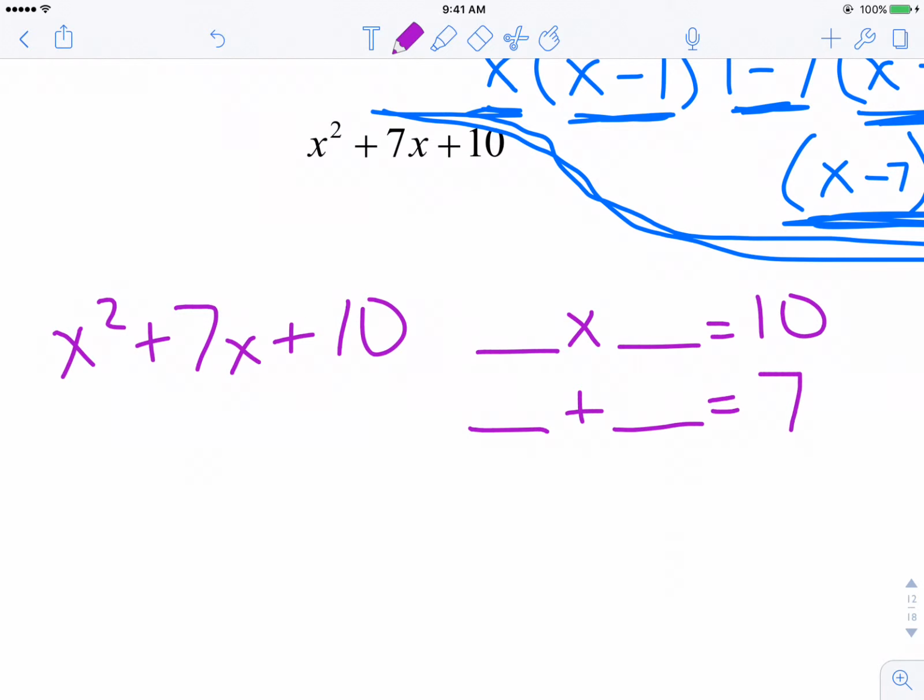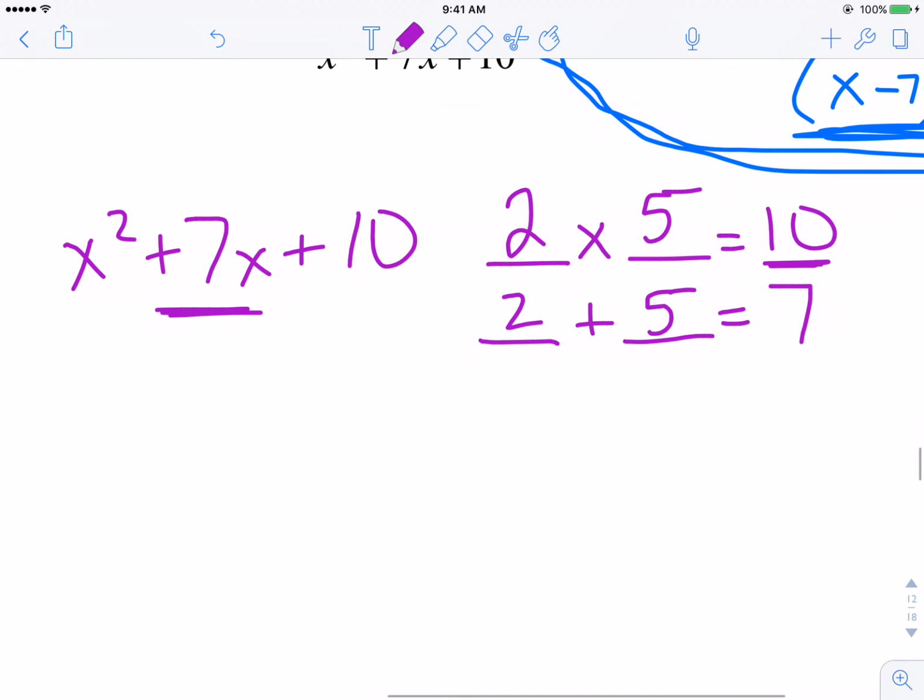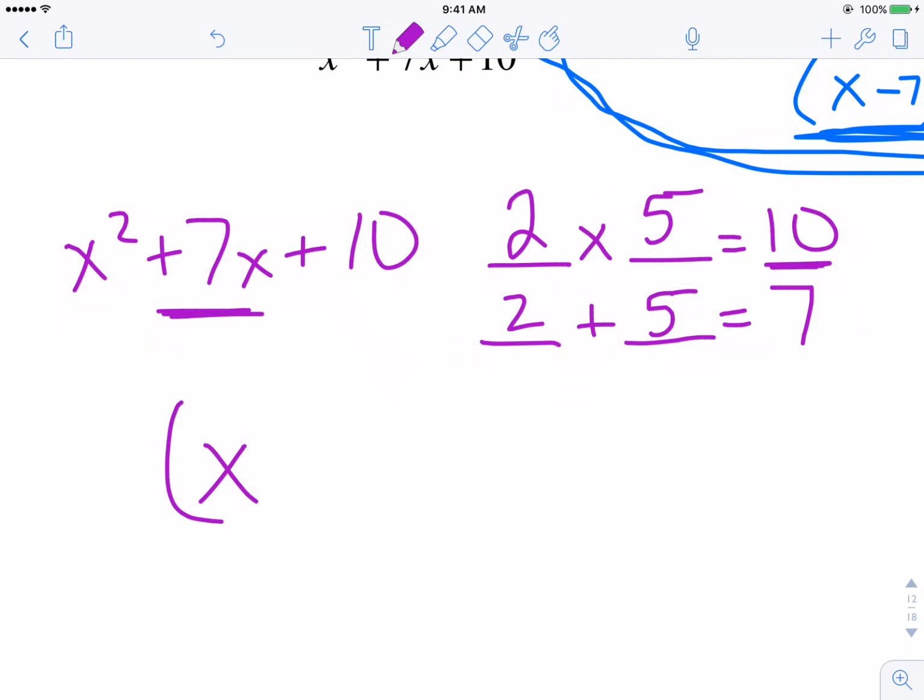Well, what are those two numbers? If they're multiplying together to give me 10, it's got to be 1 and 10, or it's got to be 2 and 5. So it has to be some sort of combination of 2 and 5. In this case, because it's positive 7, they're both positive, so it's 2 and 5. Write down my x in my binomial brackets, x plus 2, x plus 5.